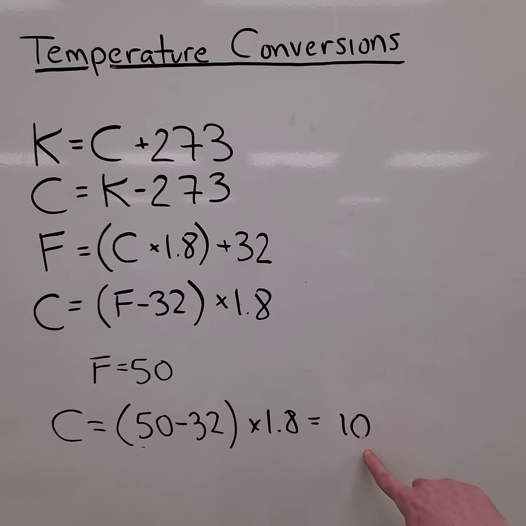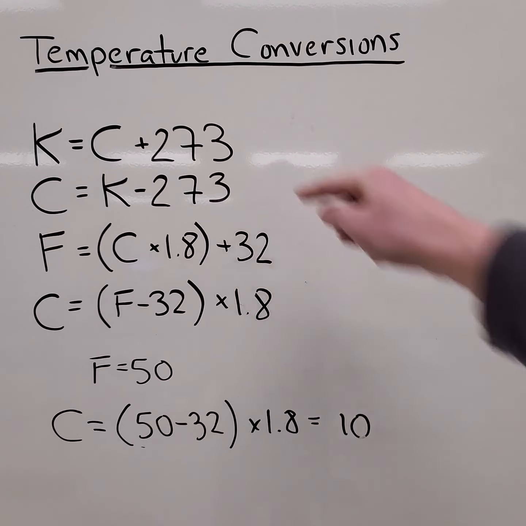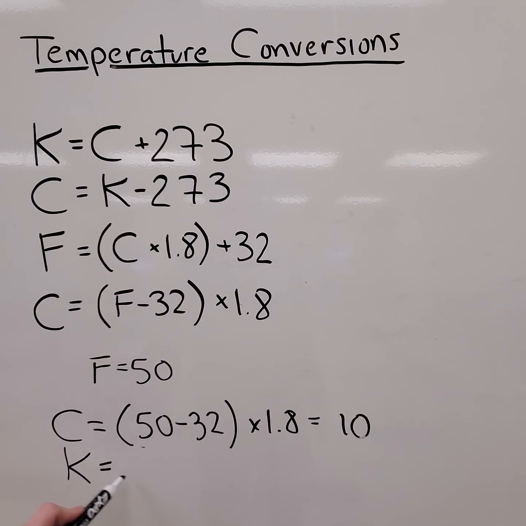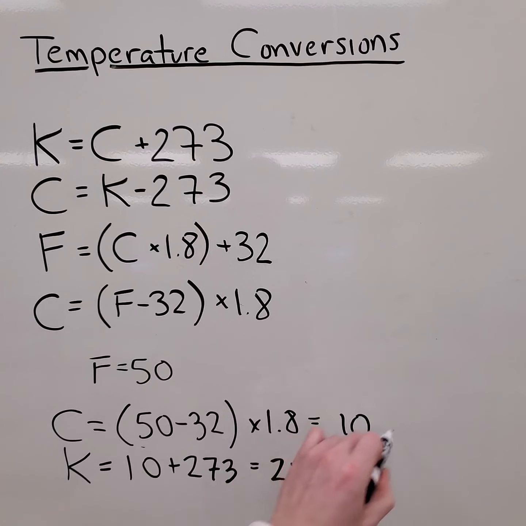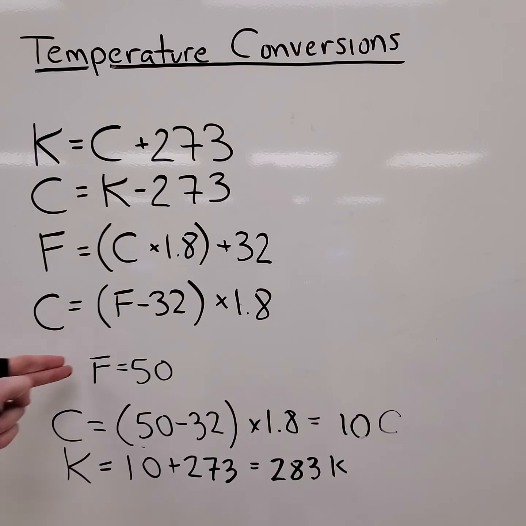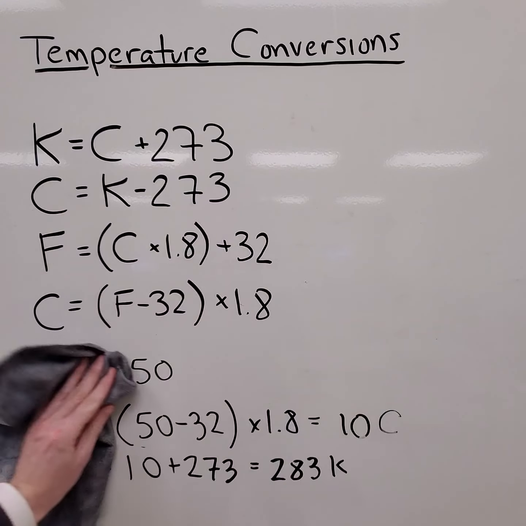And now this is Celsius. And so if I want Kelvin, now I'm going to use this equation. And there you go. When you start with Fahrenheit, you should first go to Celsius and then use your Celsius answer to go to Kelvin. All right, let's see what happens when the temperature is a different scale.